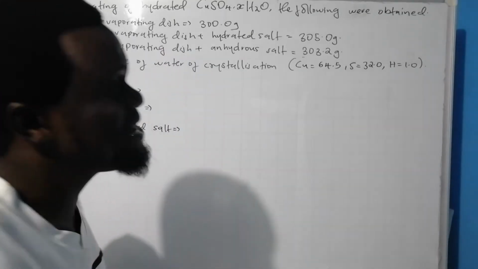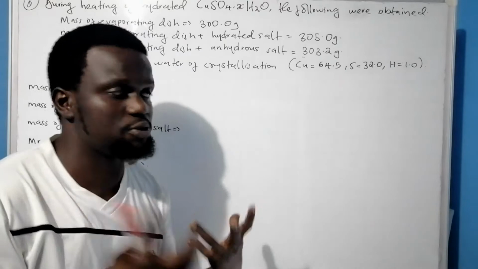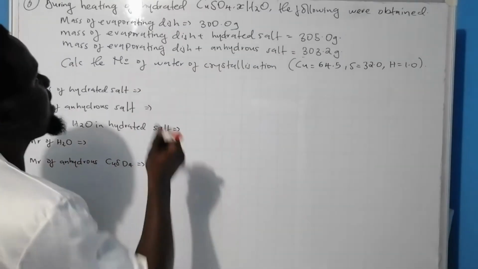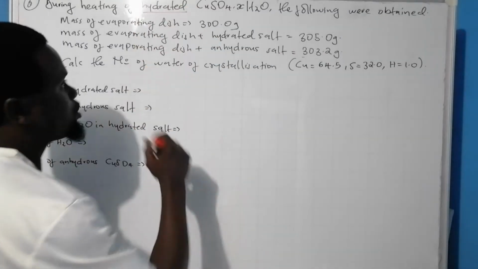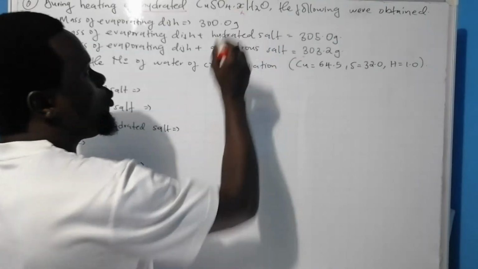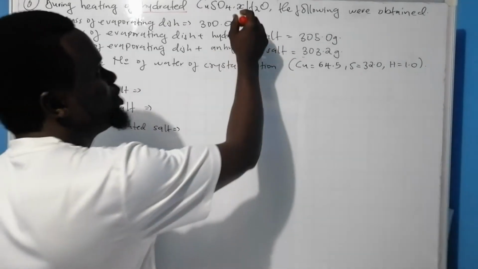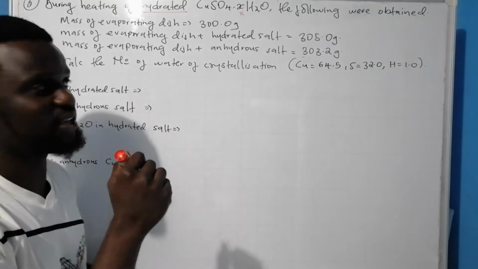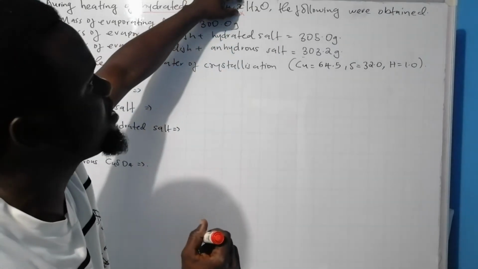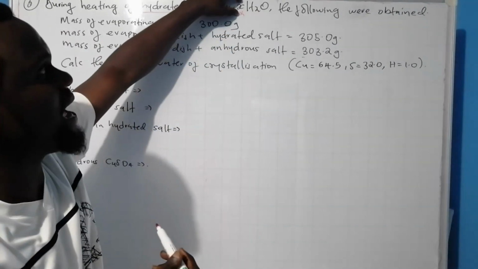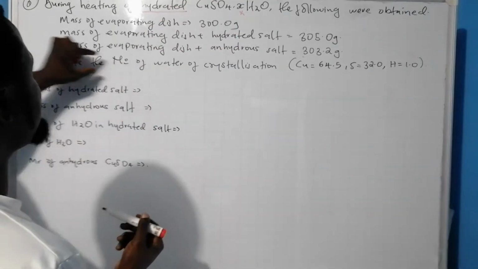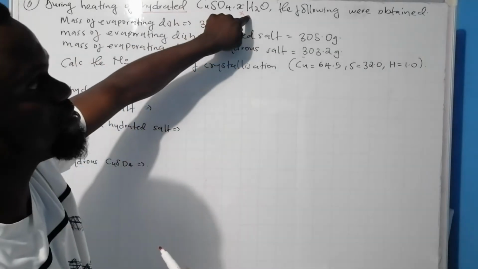Now, there are some very basic concepts that I want us to grasp. When I say hydrated, what do I mean? It has some water molecules, but I don't know the number of the water molecules. That is why I included this value x. This is the unknown value x. That is the number of water of crystallization that I'm supposed to calculate.